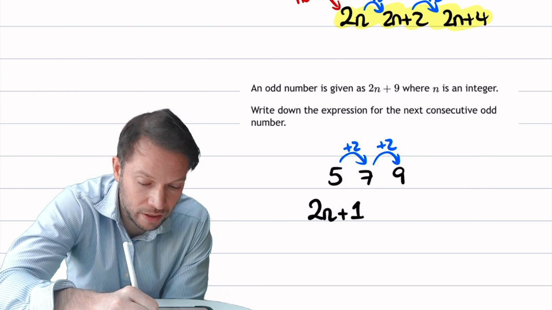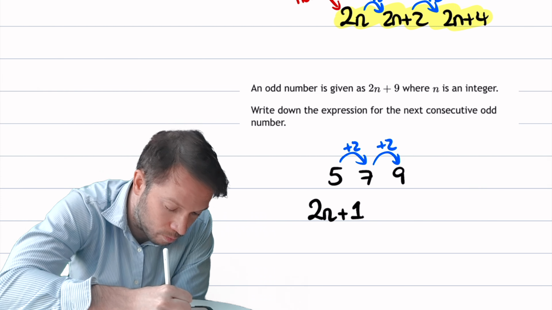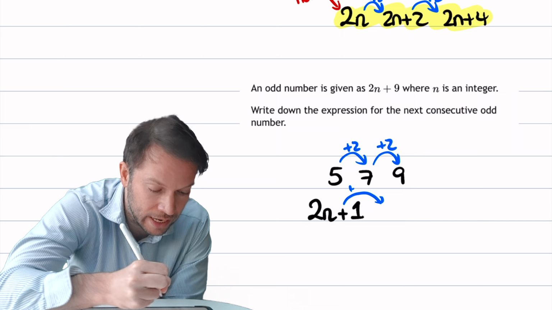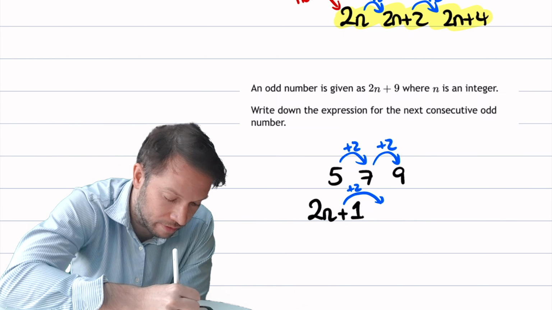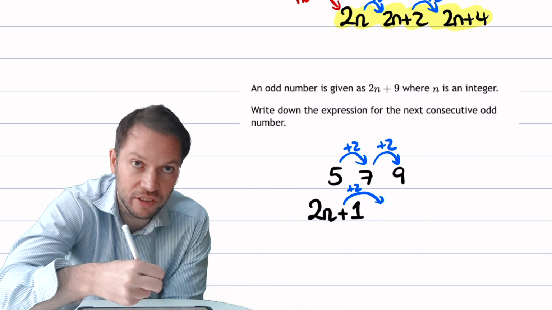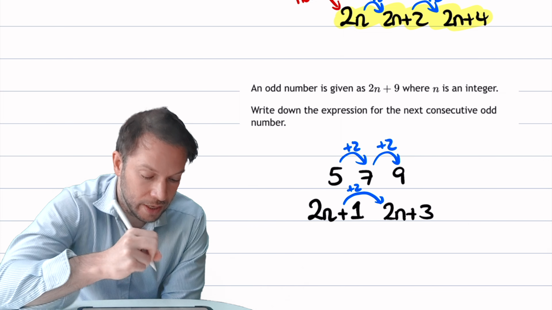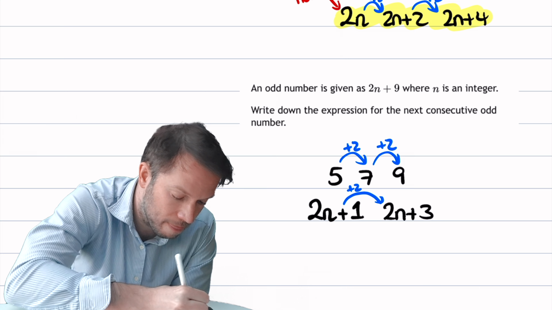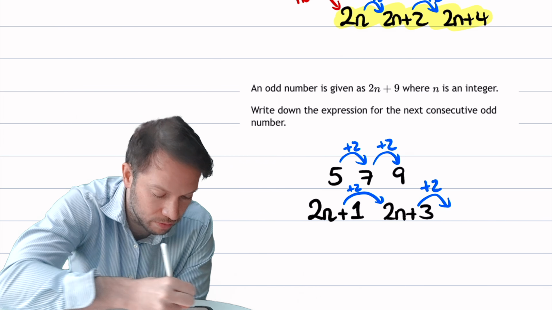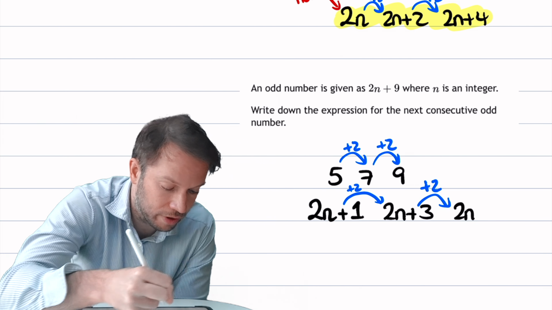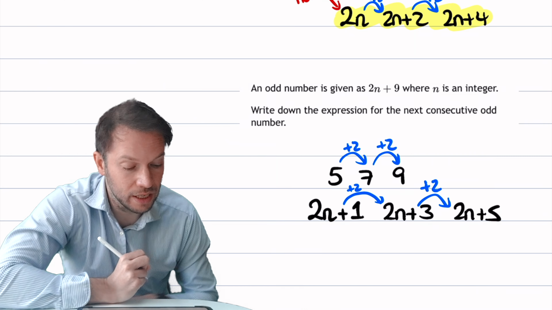Now, what would be the consecutive odd number after that? Well, we know that we add 2 to get the next odd number. So we'd have 2n plus 1 plus 2. 1 plus 2 is 3. So the next one would be 2n plus 3. And then we could add 2 again to get the next odd number, which would be 2n plus, 3 plus 2 is 5, so we get 2n plus 5 like that.